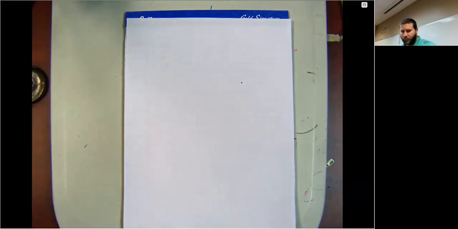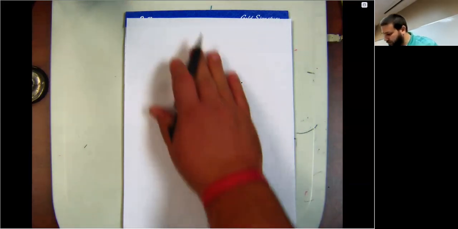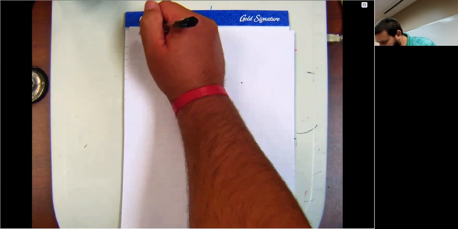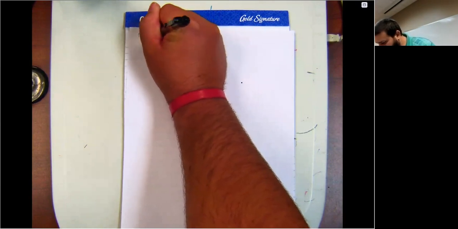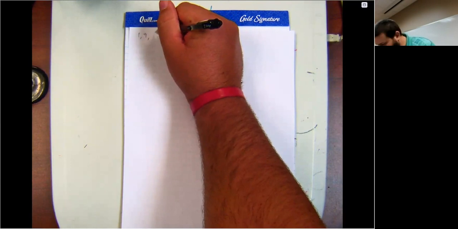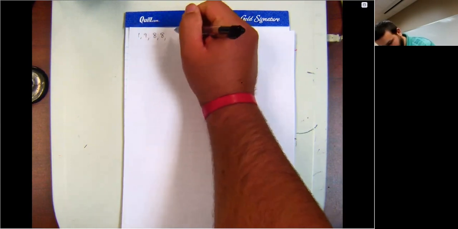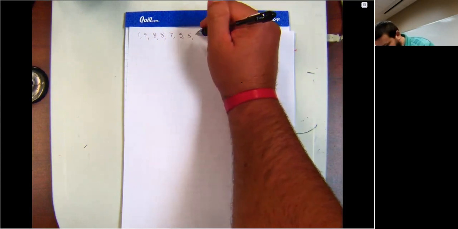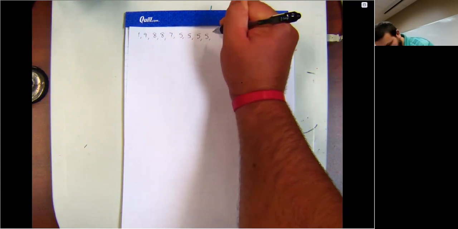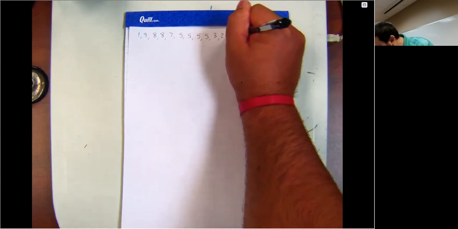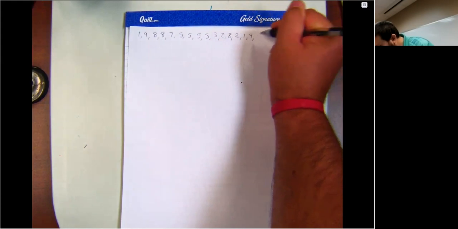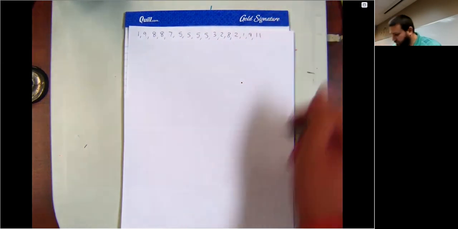And the first question on the pretest asks, given the following raw data, and so hopefully you have the pretest with you as we're going through this so you can see this for yourself. Well, here's the raw data: 1, 9, 8, 8, 7, 5, 5, 5, 5, 3, 2, 8, 2, 1, 9, and 11. So there's the following data.